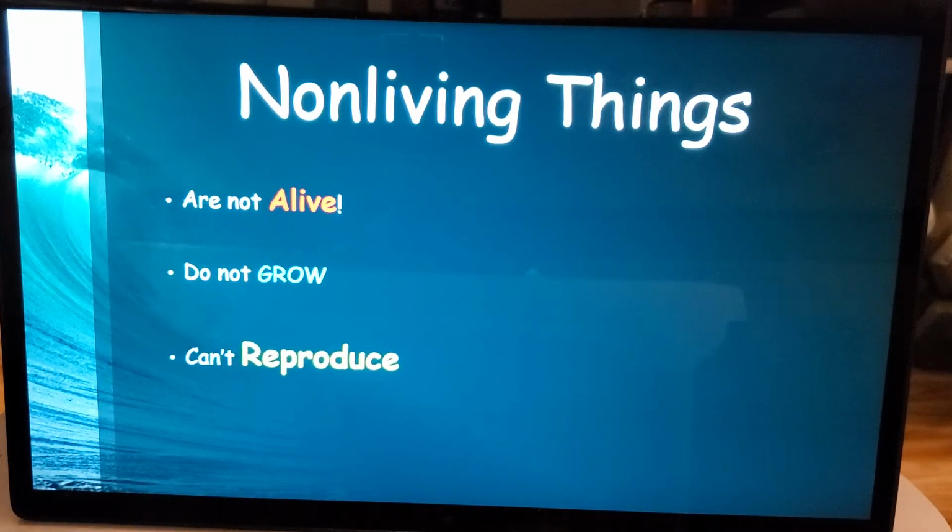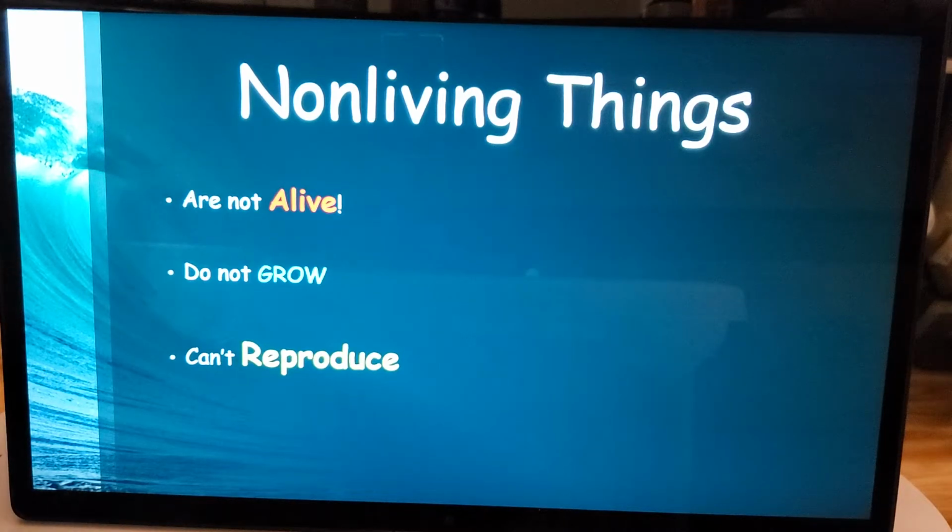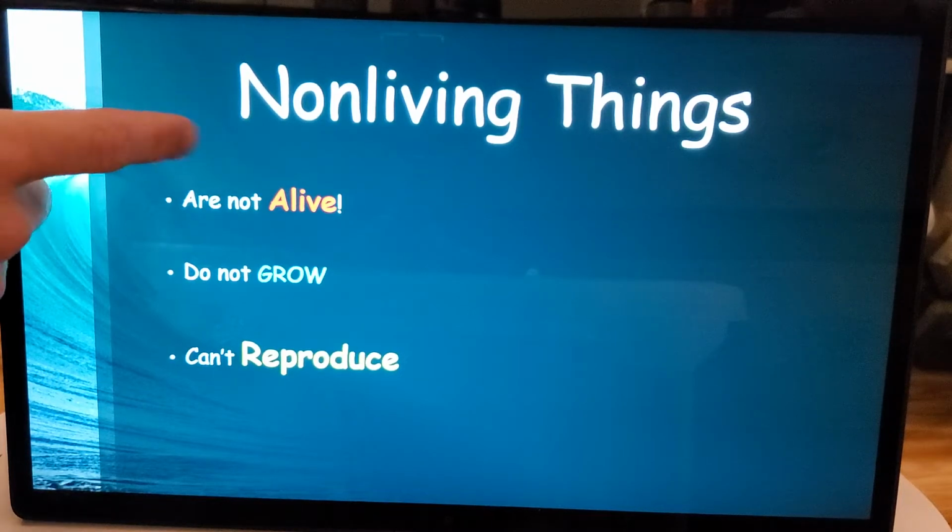And non-living things can't reproduce. Okay, they don't reproduce. Your shoes don't make more of themselves. They have to be made. My jacket won't make more of itself. Somebody else has to make another jacket. Our book bag doesn't make more of itself. We have to make ourselves a new book bag, okay?